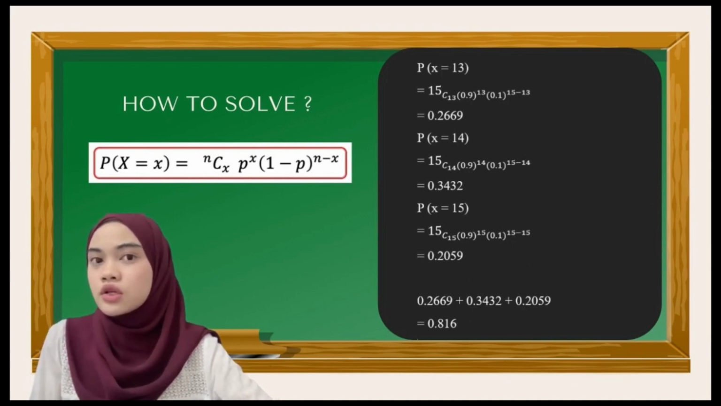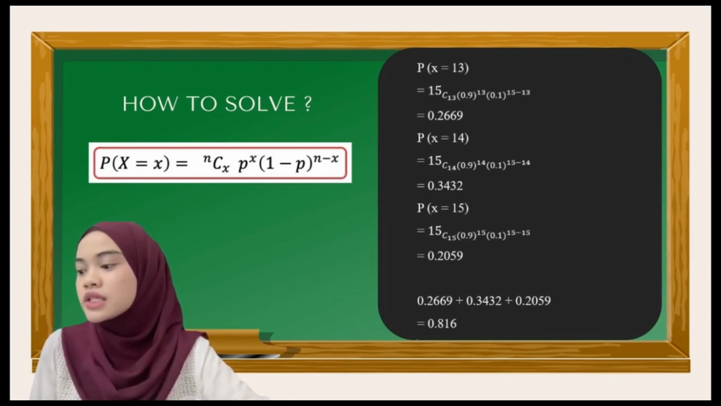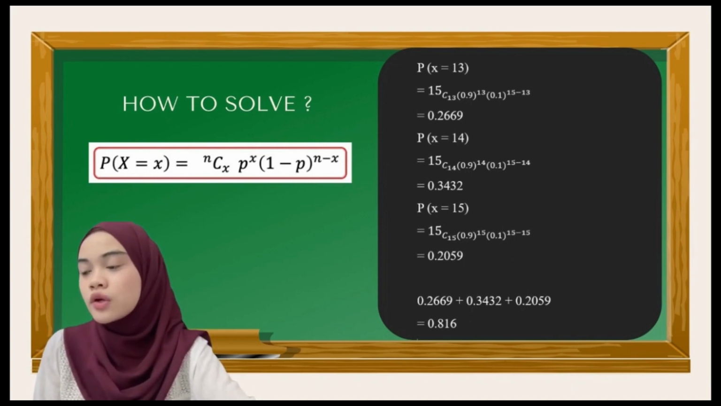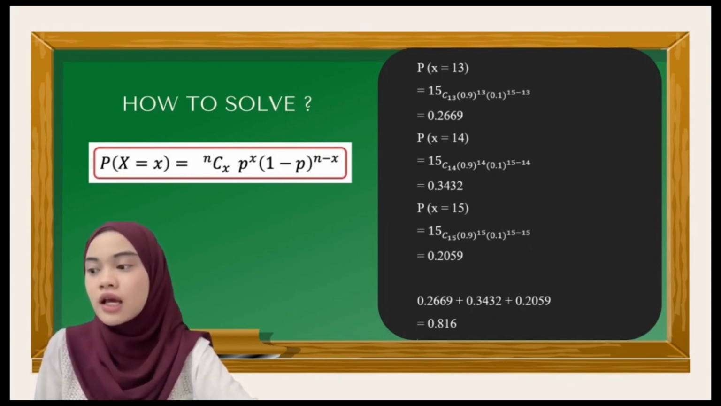Now, by using the binomial distribution formula, we get that the probability of x is equal to 13 is 0.2669, and the probability of x is equal to 14, we get 0.3432, and the probability of x is equal to 15, we get 0.2059. Now, what is the probability of at least 13 survive? We have to find the total of the probability of x is equal to 13, x is equal to 14, and x is equal to 15. And now we get 0.816.